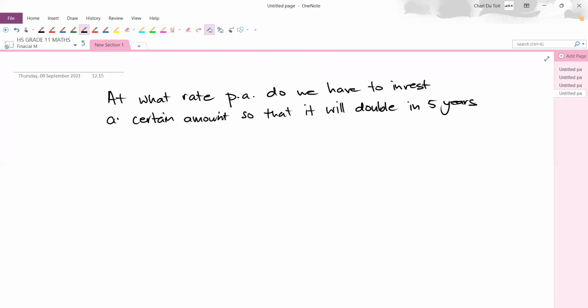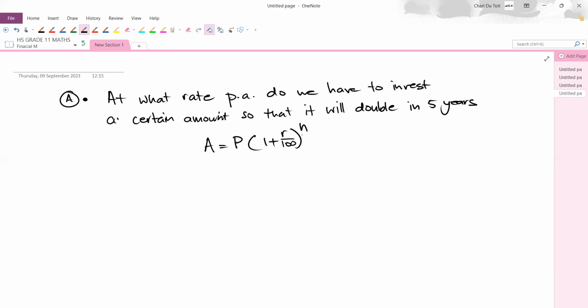So this is not compounded. We can say, okay, let's add a compound to this. At what rate per annum? So I'm going to do both. I'm going to do this one as A, and I'm going to do exactly the same sum and then add another type of compound to that. At what rate per annum do we have to invest a certain amount so that it will double in 5 years? So we're using this formula because it's a compound interest sum. And you can replace I with R over 100 if you want to. That's easier.